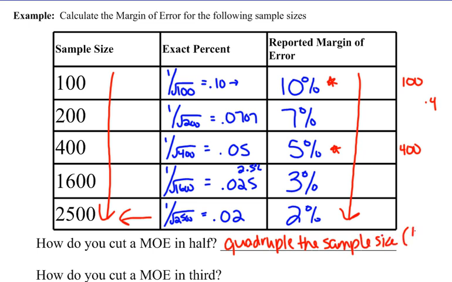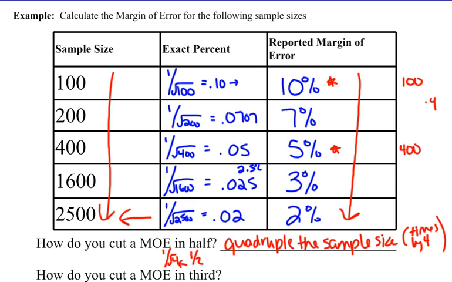So times by 4. Now some of you might have been thinking that maybe you just times it by 2 because you're cutting it in half. But remember in the formula there's that square root. What's the square root of 4? 2. So we are cutting it in half. Think about this: the square root of 4 is 2, which is the same as dividing by 2. So that's quadrupling my sample size.